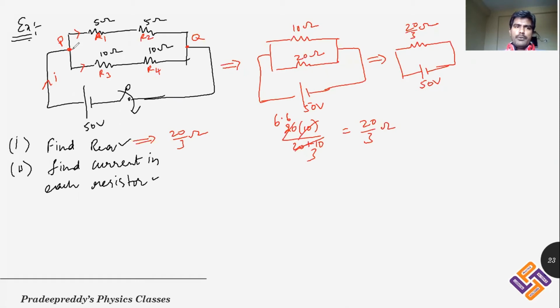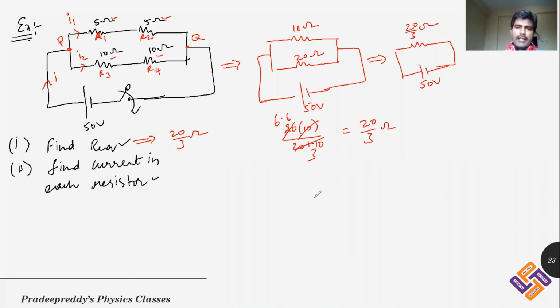After coming to point P, some current I1 enters the 5 ohm resistor and some current I2 enters the 10 ohm resistor. The 5 ohm and 5 ohm resistors are connected in series, therefore the current in both of them will be the same, I1. The current in the two 10 ohm resistors will also be the same because they are connected in series, so here it will be I2 and here also I2. Now you should find the I1 and I2 values.